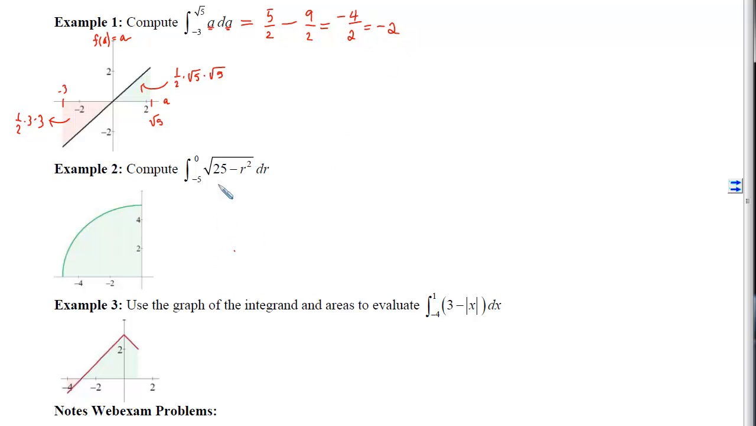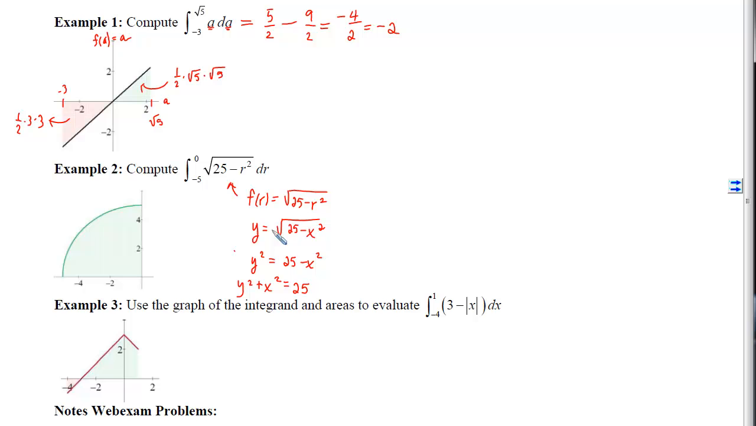If we look at example 2, to compute the accumulation from negative 5 to 0 on this with respect to r, we need to know that this is the equation for the upper half of a circle. So for those of you that have forgotten that, we would have f of r equals the square root of 25 minus r squared. Well, that's kind of the same as saying y equals the square root of 25 minus x squared. If we square both sides, we'll get here, move the x's and y's together, and there's our equation of the circle that hopefully you recognize from both geometry and algebra 2 and pre-calculus.